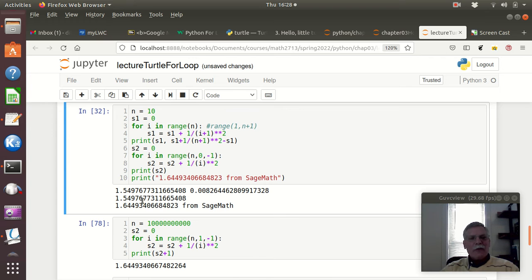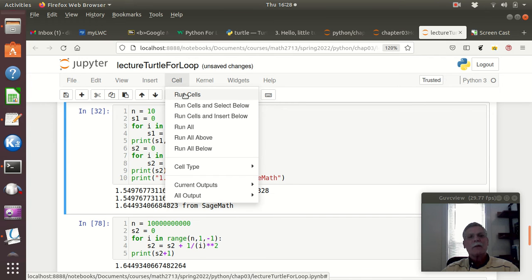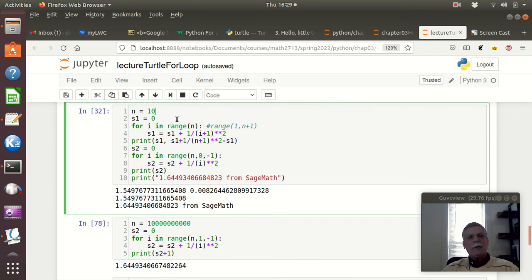Okay, and if you look, it looks like all the digits are the same. So all the way to 1 over 10 squared, or adding 1 over 100, I get the same answer. And it's getting pretty close to the right answer. But I need to go farther out to get closer to the right answer. Whoops, I didn't change anything. So let me try at 100.